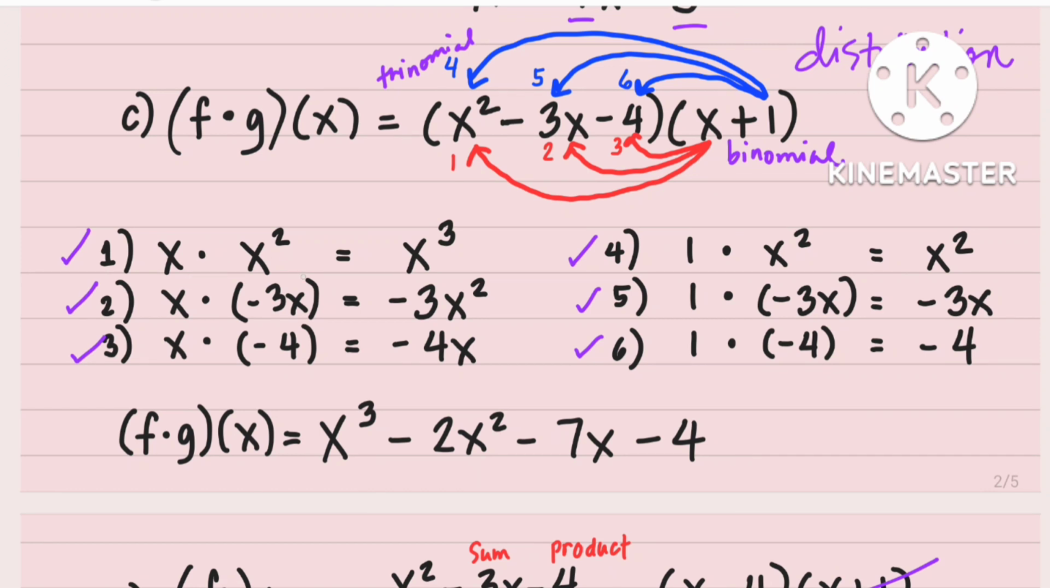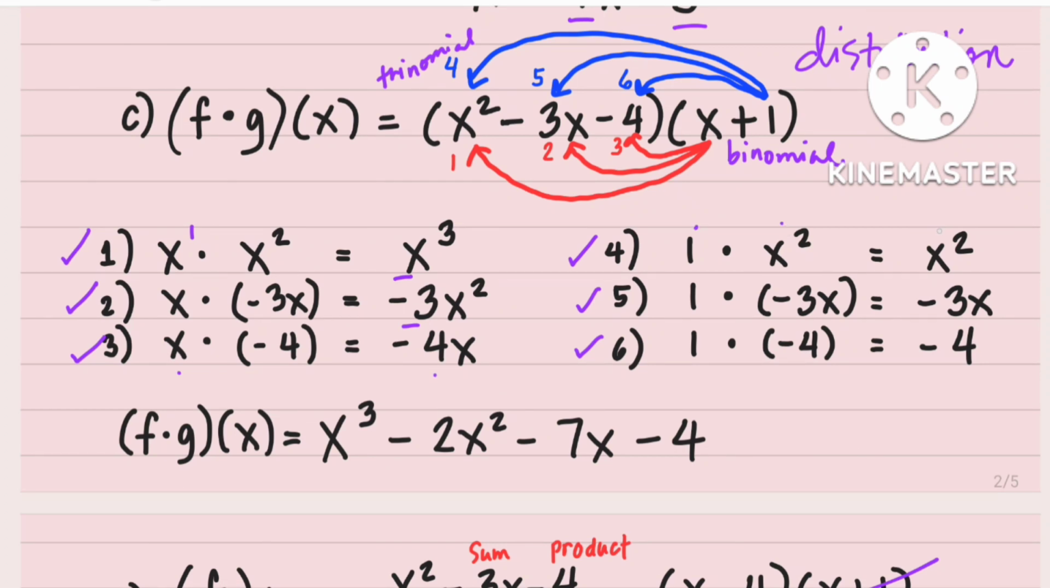X times x squared is equal to, by law of exponent, x cubed. So we have to add the powers. There is a hidden power here, which is 1. And 1 plus 2 is 3. So this is their product. While in number 2, the product is negative 3x squared. 3. X times negative 4 is negative 4x.